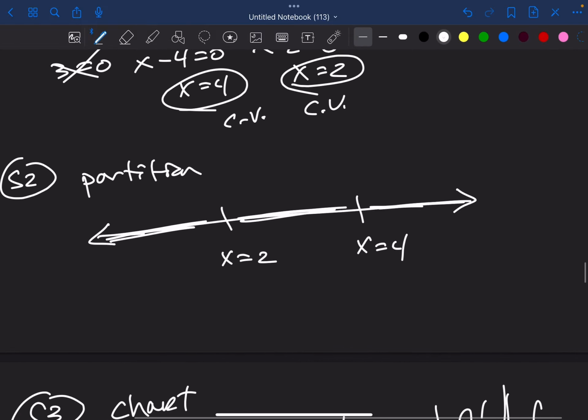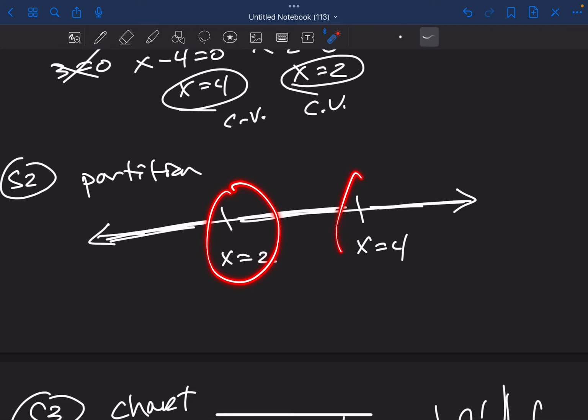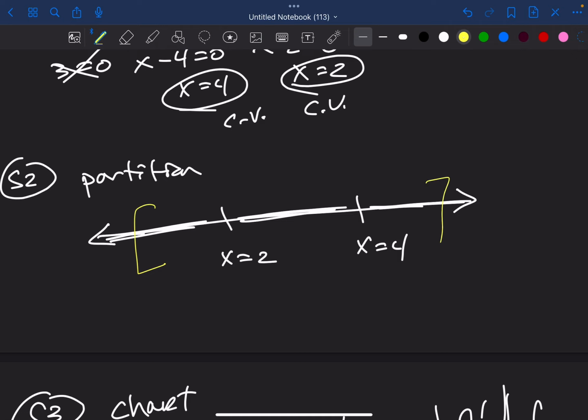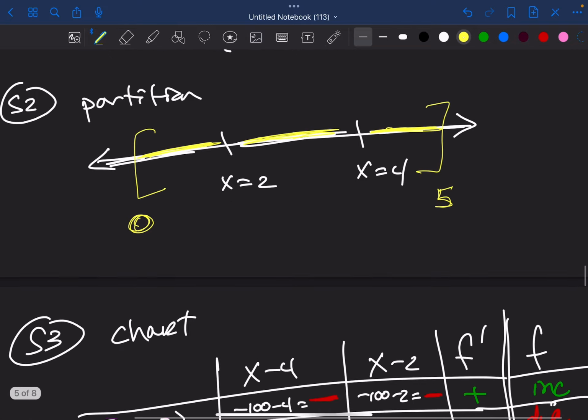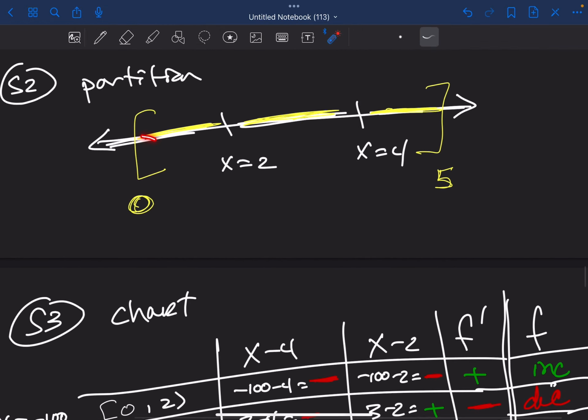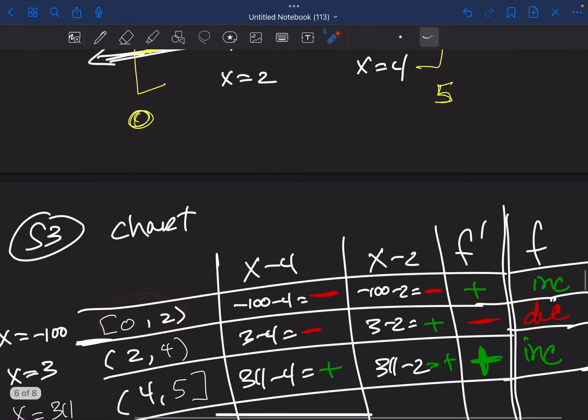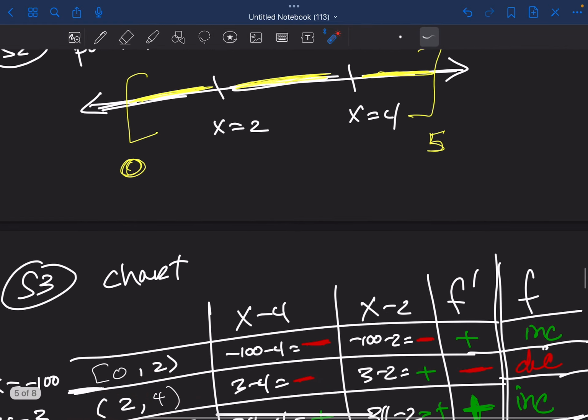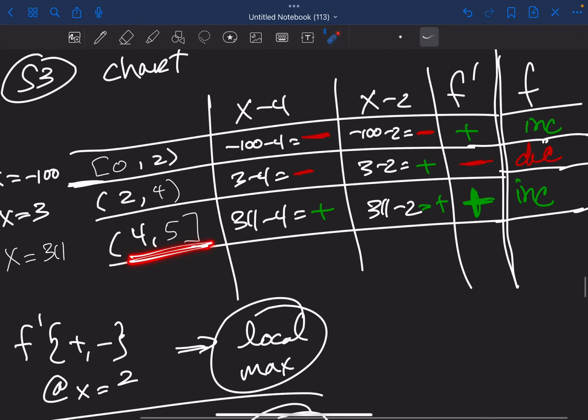Then we partition the interval. Again, we use either the critical values or where the function doesn't exist. So here are the two critical values, but then because we are on a closed interval, we also want to make sure that we block off our interval at 0 and 5. We don't want to test everything. We just have these 3 intervals. So now when I chart, my first interval is from 0 to 2. My next interval is from 2 to 4. My last interval is from 4 to 5.